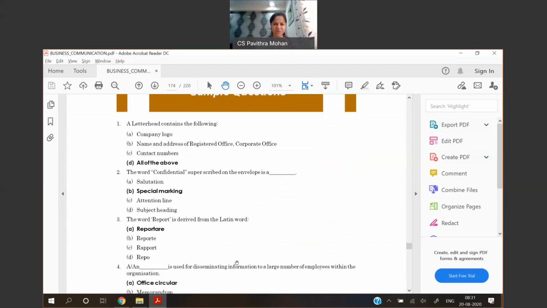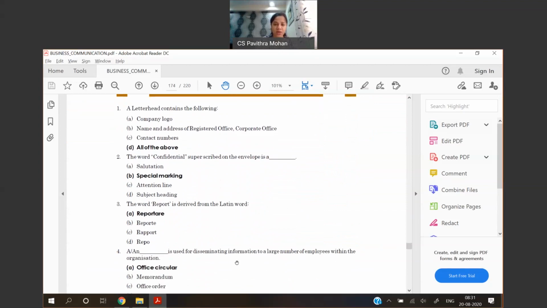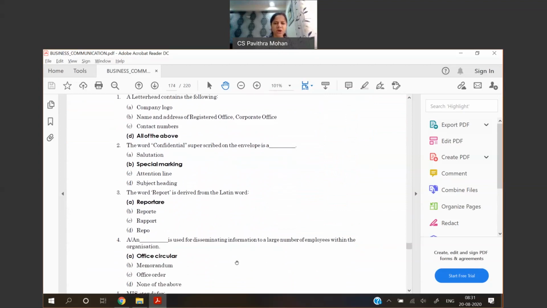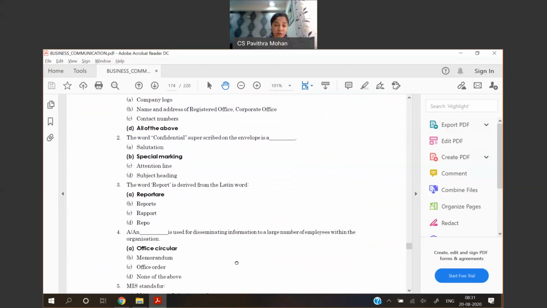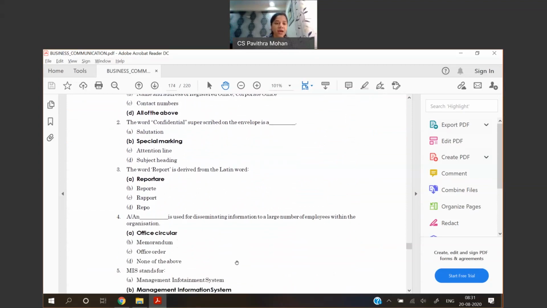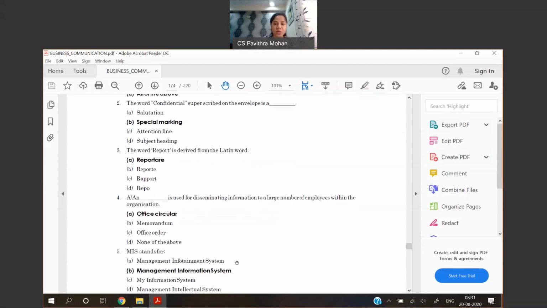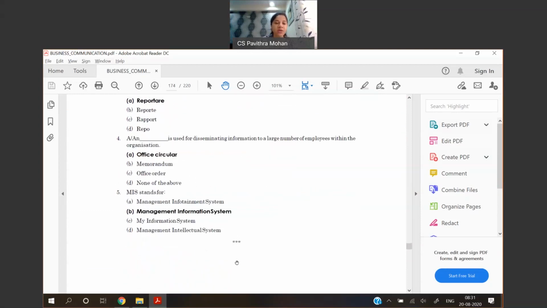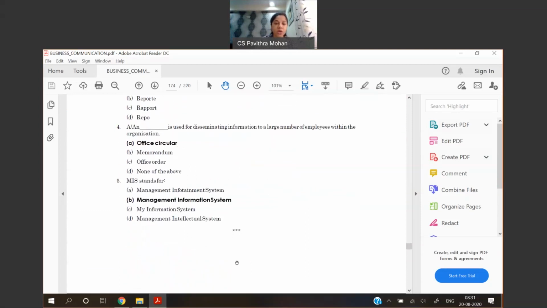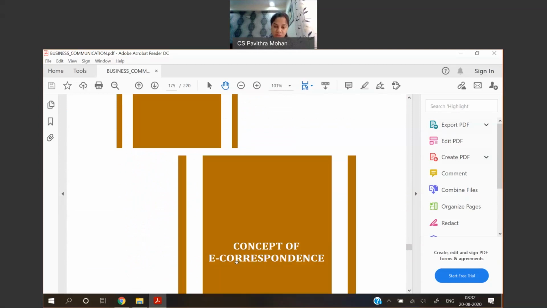Like what is the importance of a letter? What are the essential things? The word confidential will come under which kind of marking in letters? Then the next one is repertoire, what is the meaning? Then, like what does MIS stand for? So these will be the basic questions which will be asked from this particular chapter.